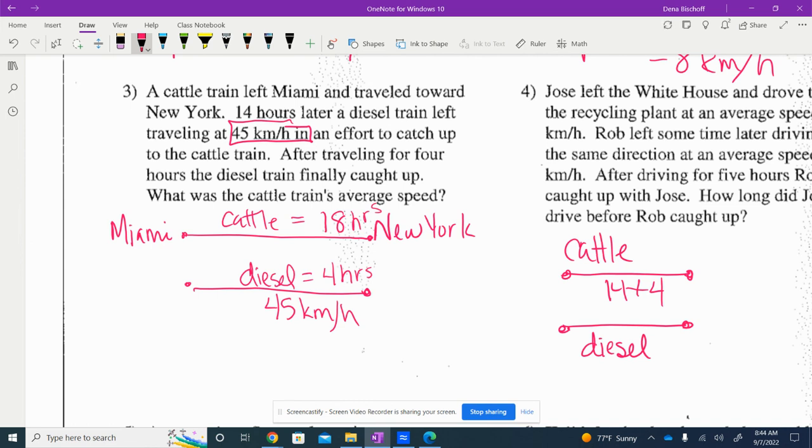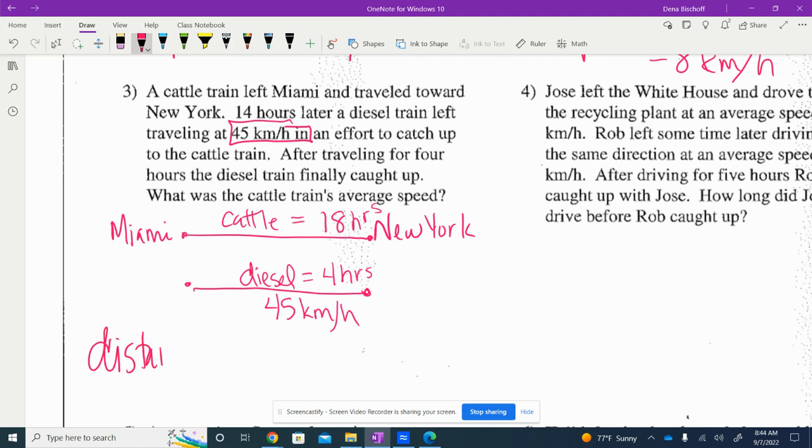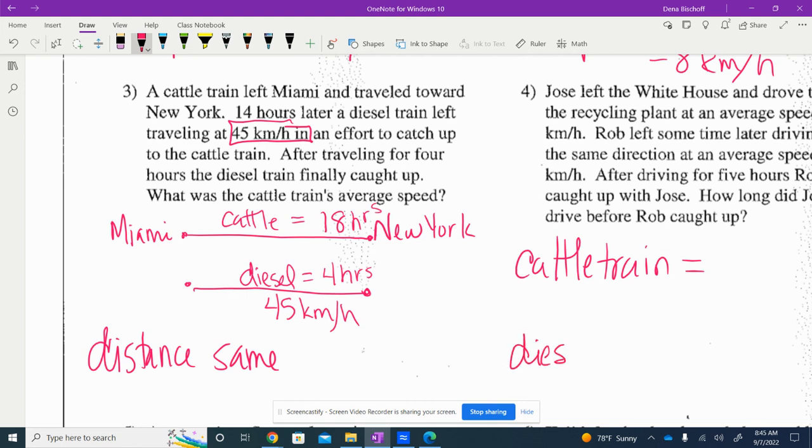How do we figure out the cattle train's average speed? So again, they're both leaving from Miami to New York. So what do we know about their distances? So the distance is the same. So the cattle train looks like what? And the diesel train looks like what? Give me the R times T for both. What's the RT for the cattle train?